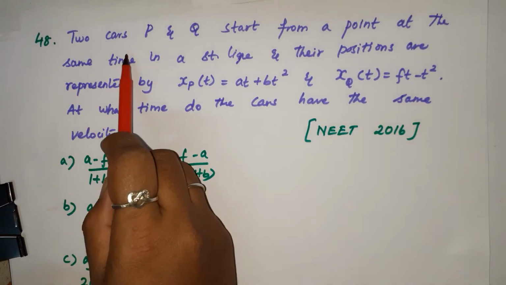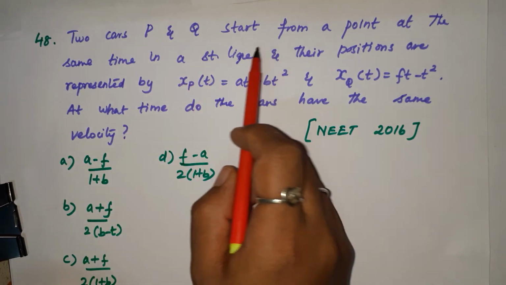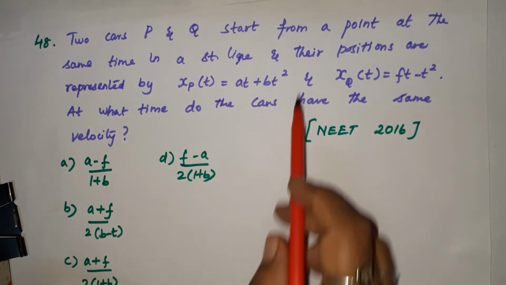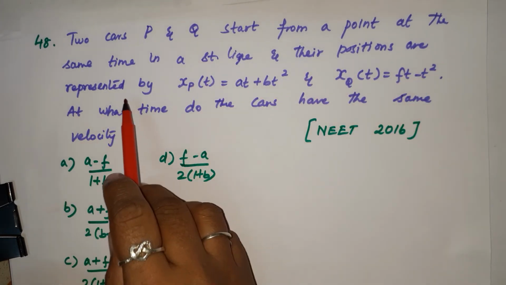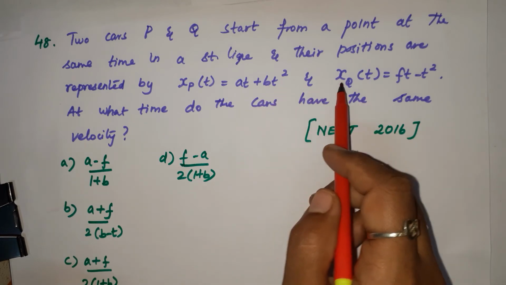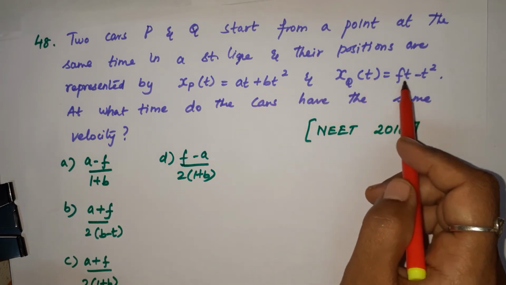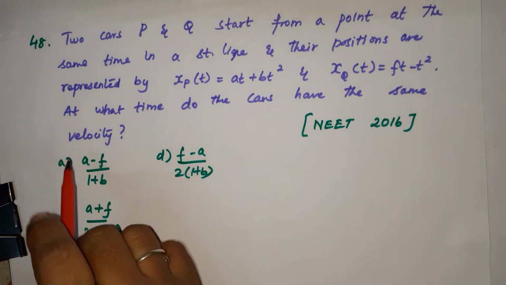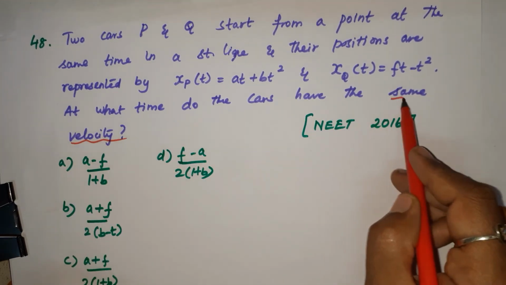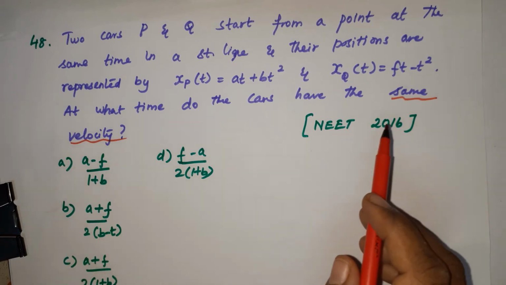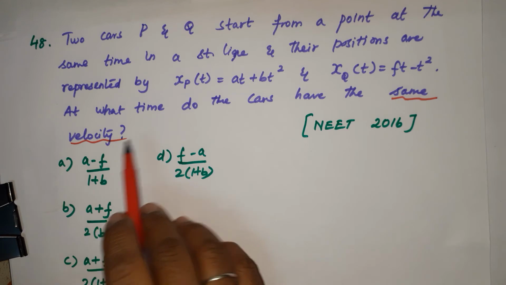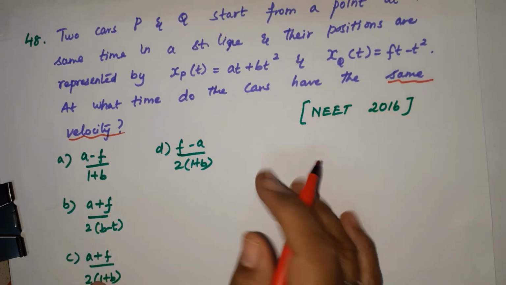48. Two cars P and Q start from a point at the same time in a straight line, and their positions are represented by xp(t) equals at plus bt square and xq(t) equals ft minus t square. At what time do the cars have the same velocity? This is a NEET 2016 question.